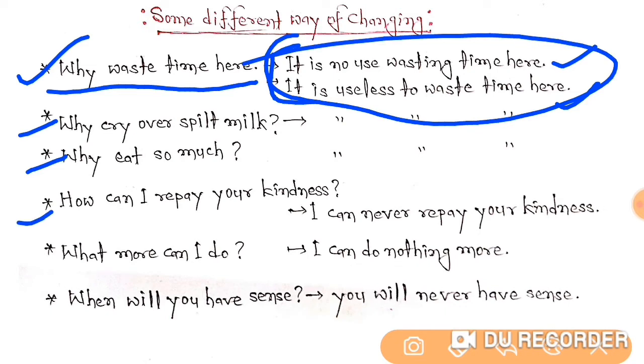Now the next one is, how can I repay your kindness? I can never repay your kindness. What more can I do? I can do nothing more, right? When will you have sense? You will never have sense. So these were some sentences that you learned how to interchange into assertive sentences, right?